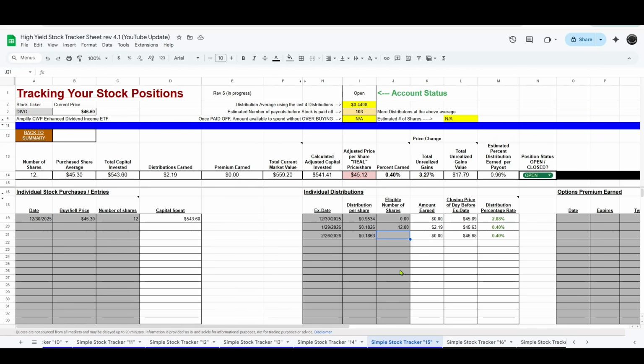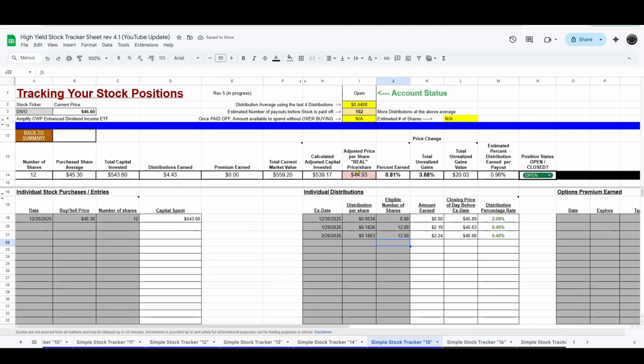And last but not least is DIVO. Now DIVO, I did receive a distribution at the end of February for DIVO. It is a monthly payer, so this one only pays out per month. And they're paying out 18 cents this distribution. And I have a total of 12 shares. So that real price per share of $45.12 now becomes $44.93.